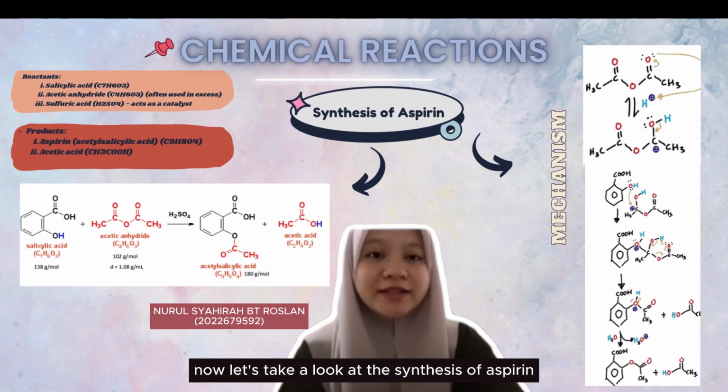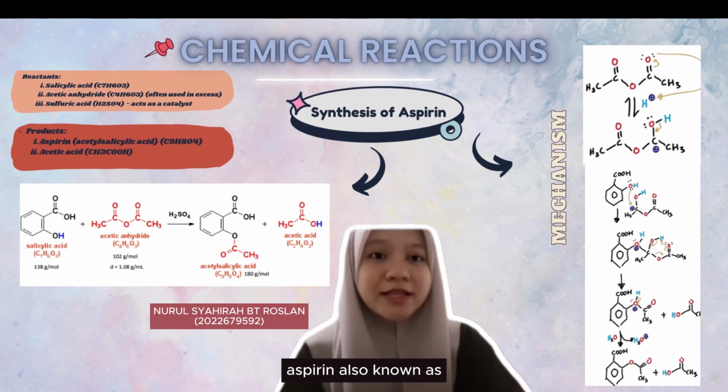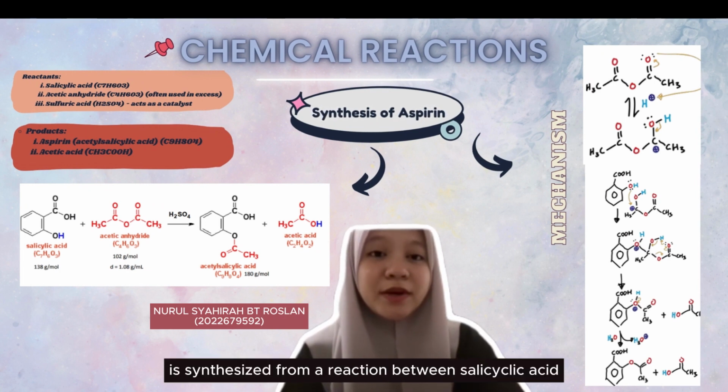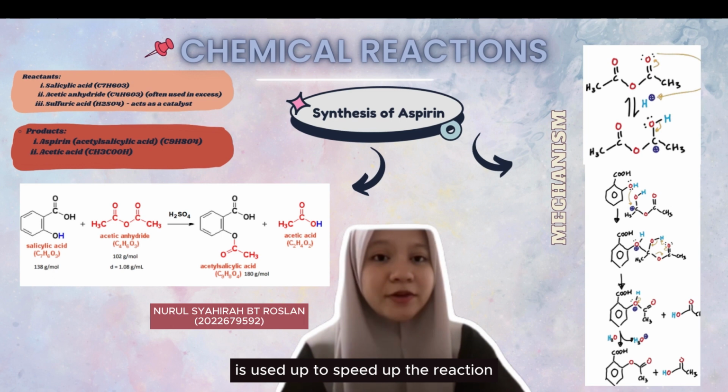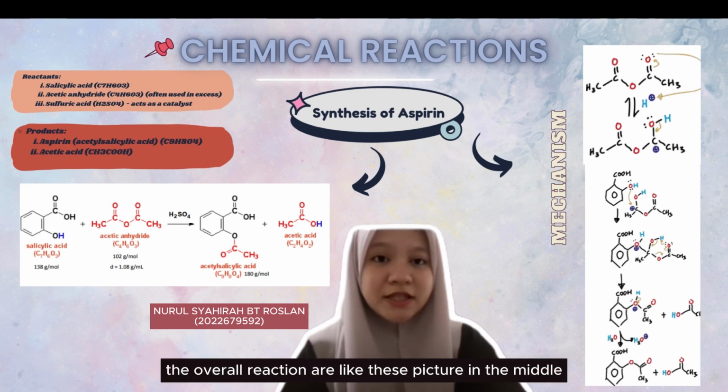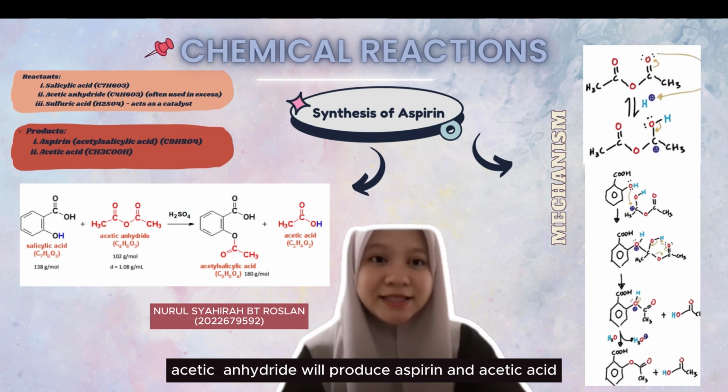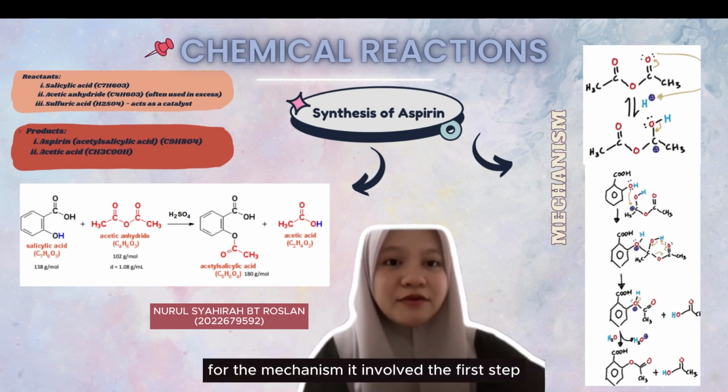Now let's take a look at the synthesis of aspirin. Aspirin, known as acetylsalicylic acid, is synthesized from a reaction between salicylic acid and acetic anhydride reactant. A catalyst, typically sulfuric acid, is used to speed up the reaction. The overall reaction is like this picture in the middle, where salicylic acid plus acetic anhydride will produce aspirin and acetic acid. The mechanism involves a few steps.